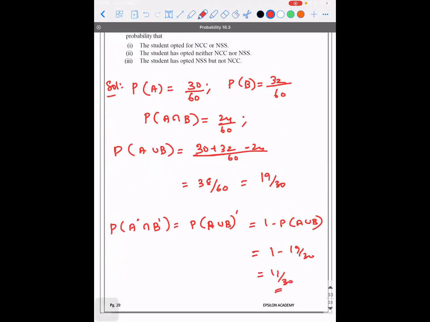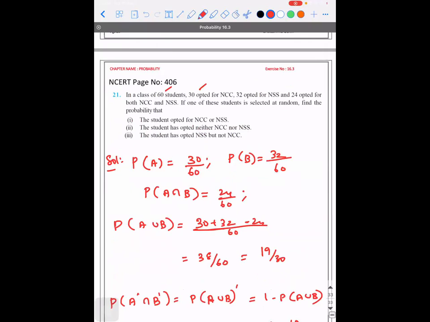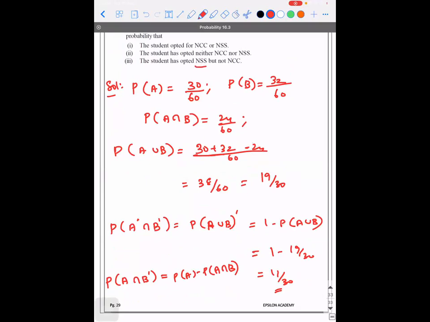The student has opted NSS but not NCC. So what is the probability of A intersection B dash? I told you yesterday, that is probability of A minus probability of A intersection B. Okay. NCC is A. It's opted for NSS, so A dash intersection B. Correct?